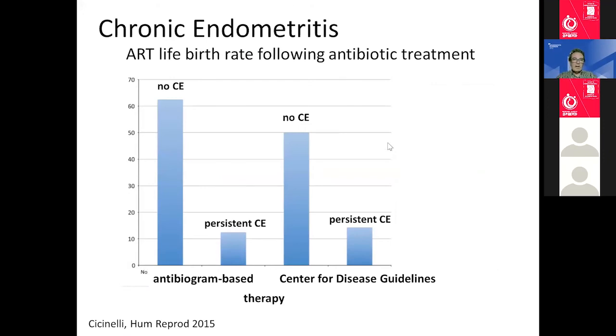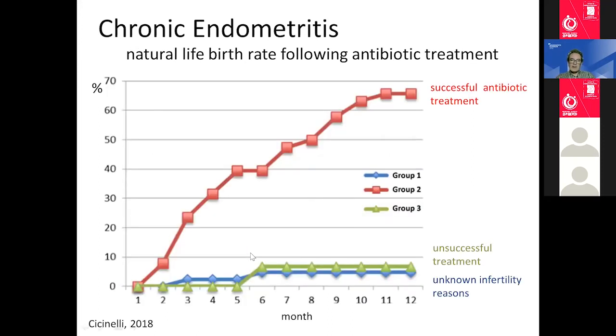Almost at the end. This is a study which has shown increasing ART live birth rate following antibiotic treatment. So when patients have been successfully treated and had no chronic endometritis after the treatment, the live birth rate was far higher than in persistent chronic endometritis. And even the natural live birth rate following antibiotic treatment has been increased very strongly.